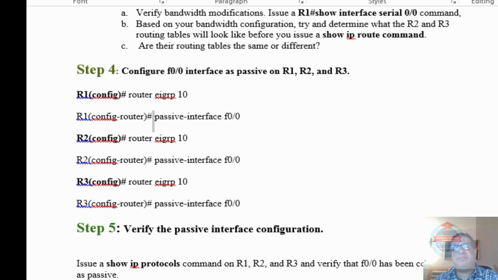So guys, the next part of this exercise is to configure the F0/0 interface as passive on R1, R2, and R3. So let's start jumping over here. We're gonna see over here on the R1 router, EIGRP 10, passive interface F0/0. It happens the same thing on R2 and R3. So I'm gonna start doing all of them at once, and you're gonna see the results.